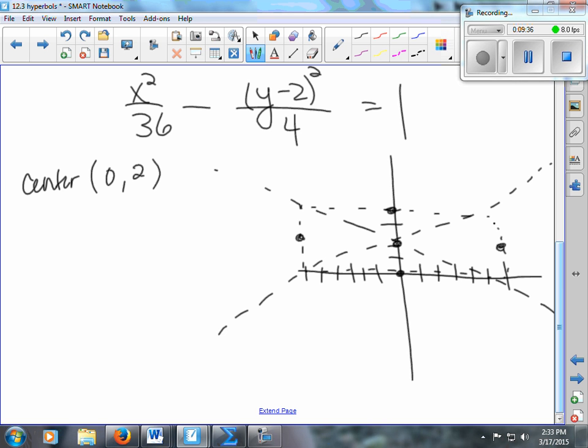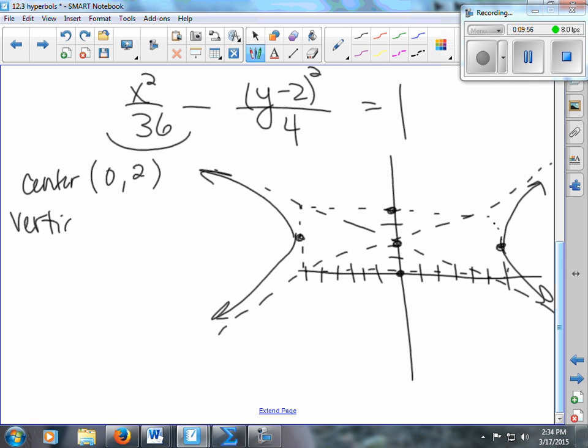Okay. And the x came first again. Okay, I did 2 in a row where the x came first. That means we're going to open left and right, and our transverse axis is horizontal. Otherwise, we would be opening up or down. That means I know what my vertices are.